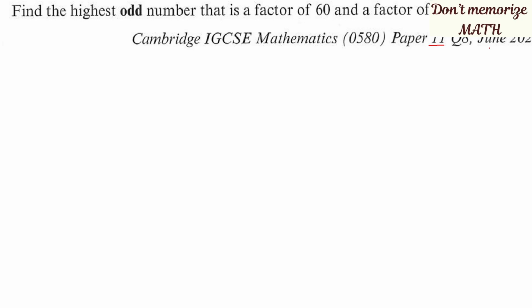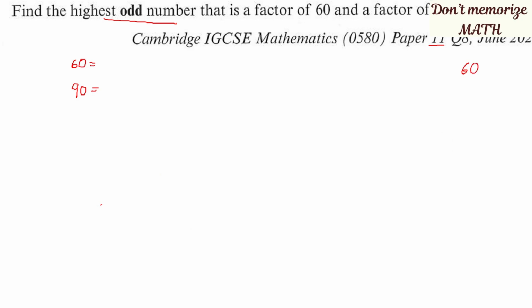Okay, let's see this one. Here we need to find the highest odd number that is a factor of 60 and a factor of 90. So first we will write 60 and 90 as a product of prime factors. You should know how to write them as a product of prime factors. I will give you a method for that.